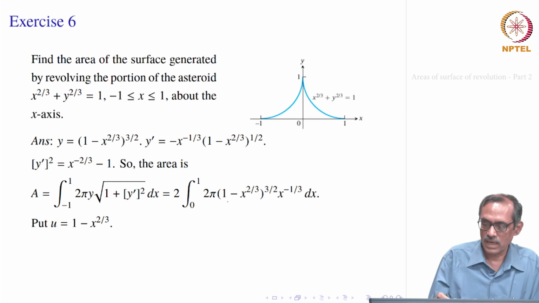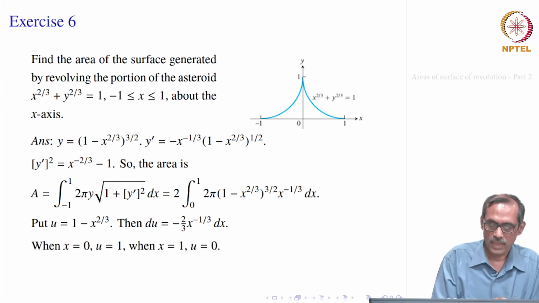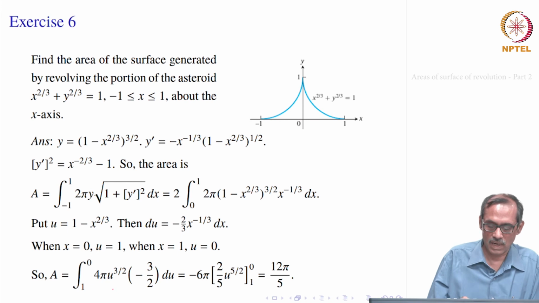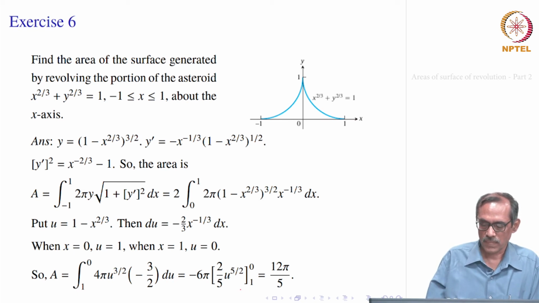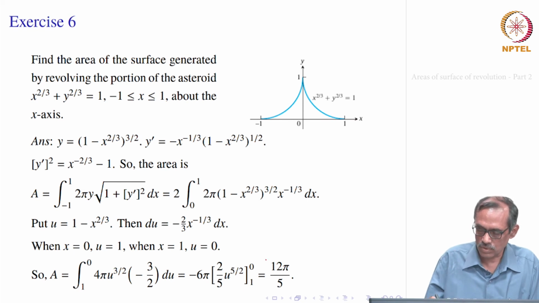To integrate it, again we take 1 minus x to the power 2 by 3 as u, and then du is minus 2 by 3 x to the power minus 1 by 3. So, the 3 has to be divided and multiplied. So, that gives you the integral from 1 to 0, because u varies from 1 to 0 now, of 4 pi u to the power 3 by 2 times minus 3 by 2 du. Okay. So, 3 is coming here now. So, that simplifies to 12 pi by 5, just verify them.